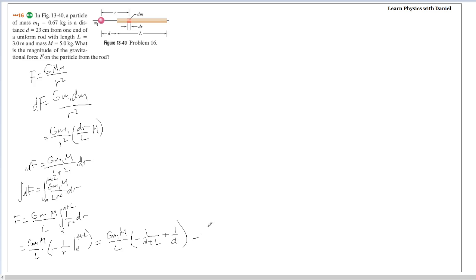So our final expression is G M over L times 1 over d minus 1 over d plus L, which, if you plug in your values, d is 23 centimeters, L is 3 meters, and so on, you should get that the force from the rod onto the particle is 3 times 10 to the negative 10 newtons.